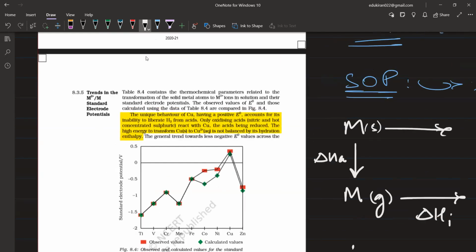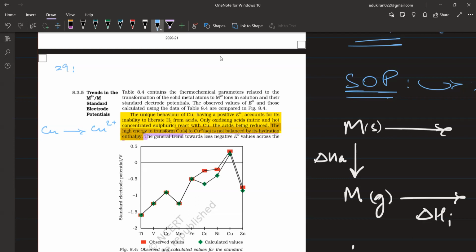ठीक है? This part. The high energy to transform copper to copper 2 plus is not balanced by its hydration enthalpy. ठीक है? तो क्या है आपके पास? देखिए, कॉपर को कॉपर 2 प्लस में कन्वर्ट करना बहुत डिफिकल्ट. Why is it difficult? Because copper has what? कॉपर का एटॉमिक नंबर होता है 29.